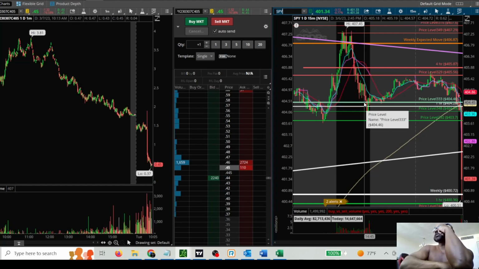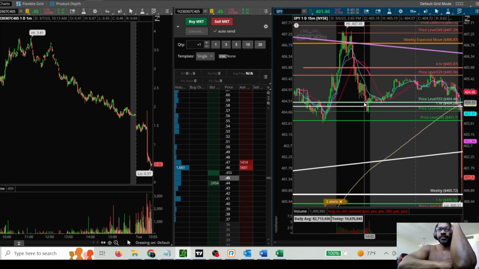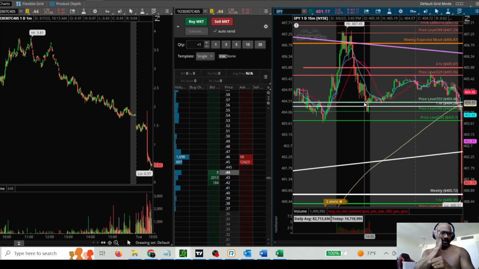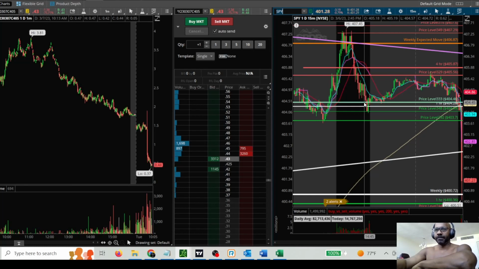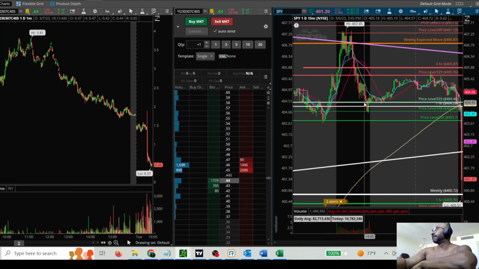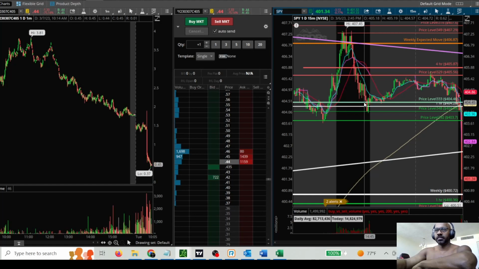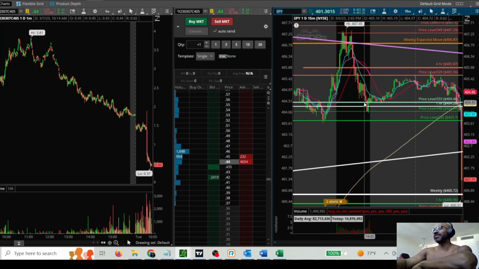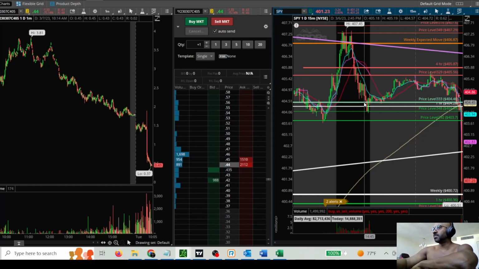2 minutes until this 15-minute candle closes. Bulls have lost the 4020, but only slightly. Speaking of which, on ES, I'd say we're about a couple of points, a point and a half above the bottom of the bull flag.